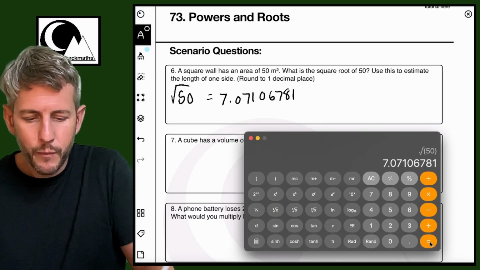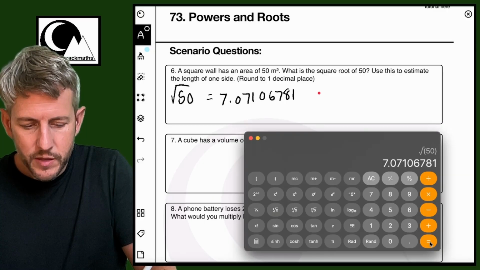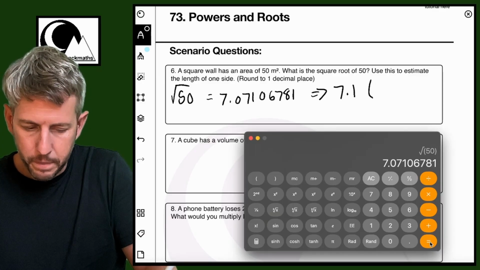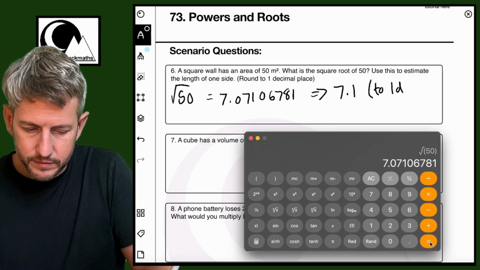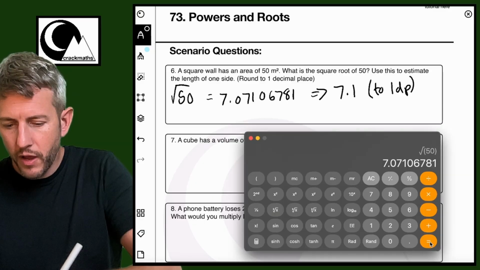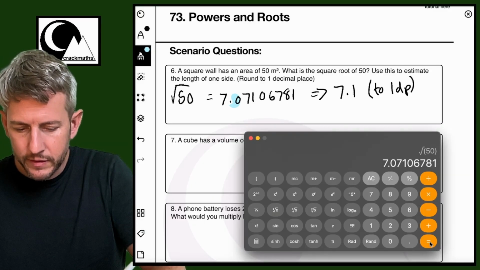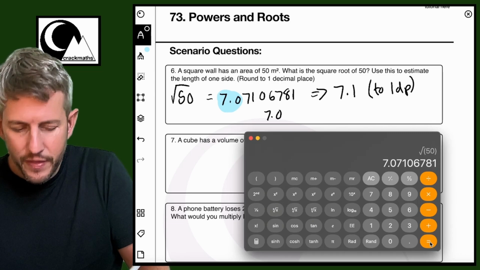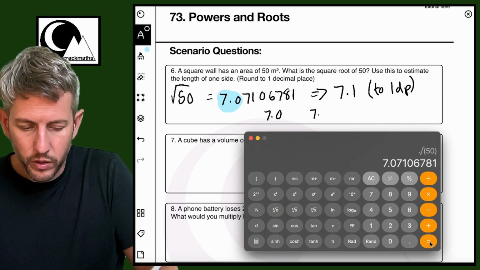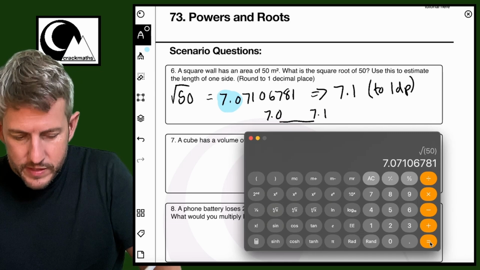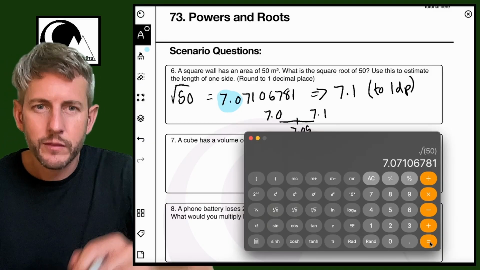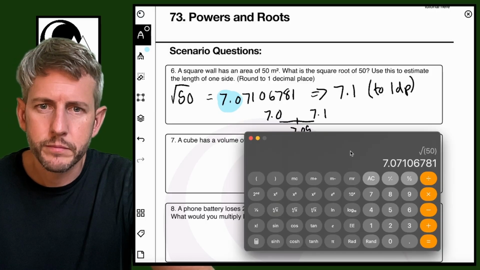7.071066781, and we want it to 1 decimal place. So this is going to give us 7.1 to 1 decimal place, because if I was looking here, I've got 7.0, and then the next thing to 1 decimal place is 7.1, and in between those is 7.05.